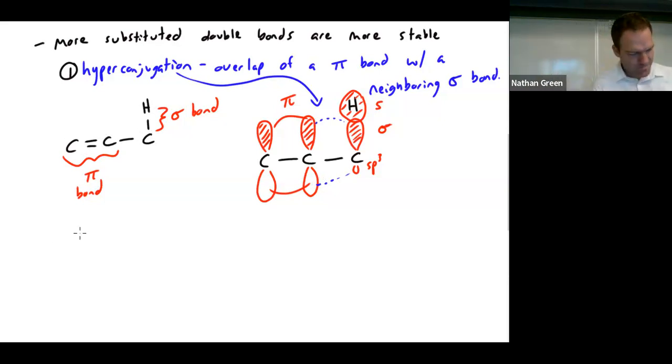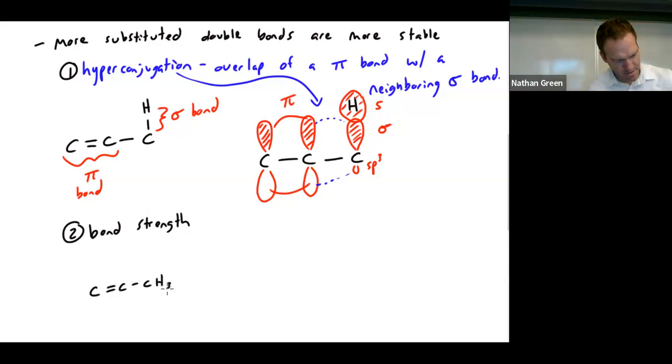Okay, the other one is bond strength. I'm going to draw butene with the bond in the middle. And I'm going to draw it in kind of a funny way, where it's all spread out here. This is not how we would draw an alkene with proper bond angles, but here's 2-butene.